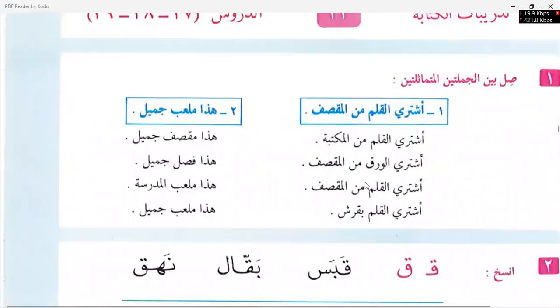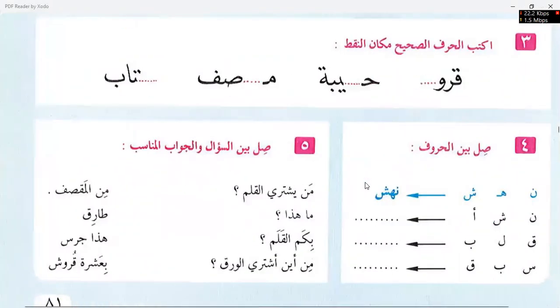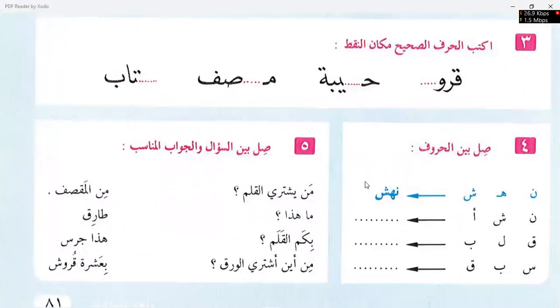Tadribatul Kitab, or writing exercises. Uktubil harf as-sahih makan an-nutq. Write the correct letter at the place of pronunciation, or write the correct letter in place of the blanks. So, Mr. Jibril Salahuddin, what is the letter for the first blank?